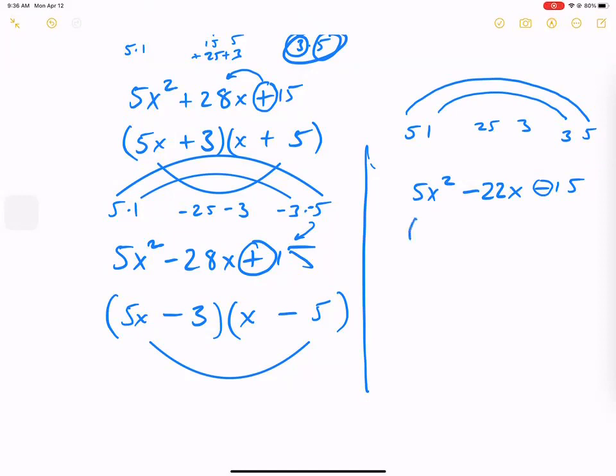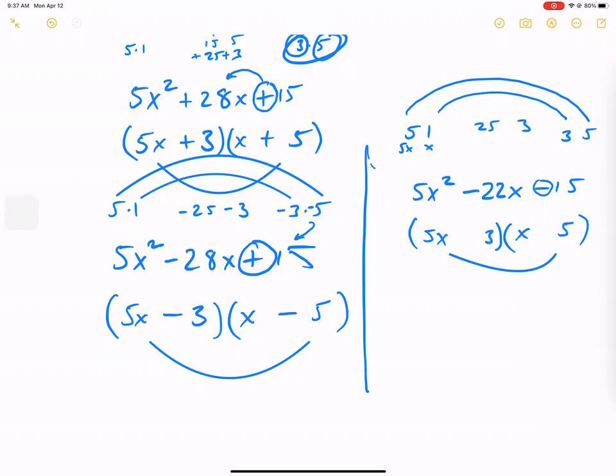Now, you know what? This is going to be great. That works. 5x and x, because 5x and x multiplied become 5x squared. The back we said 3 and 5, and we said 25, so I'm going to write a 5 in the back, and then I'm going to write a 3 in the front.